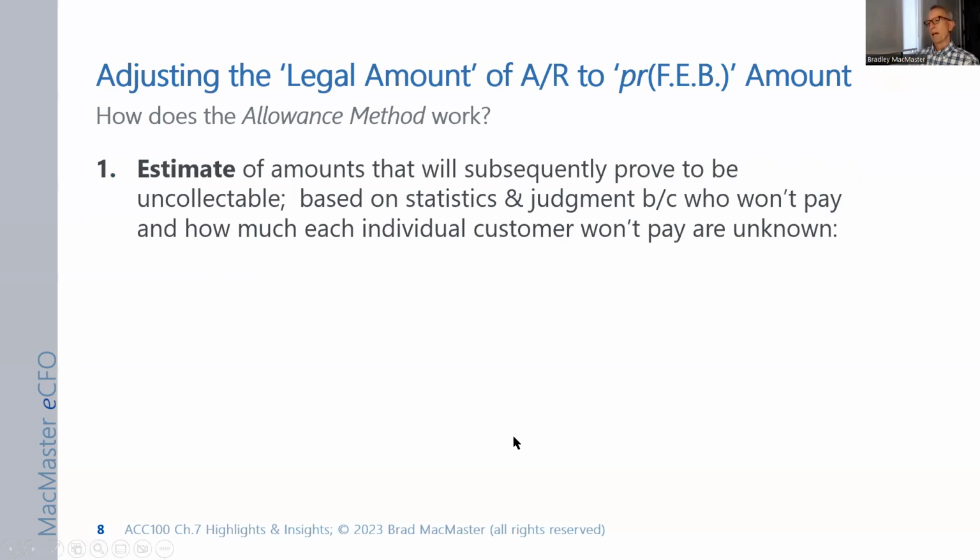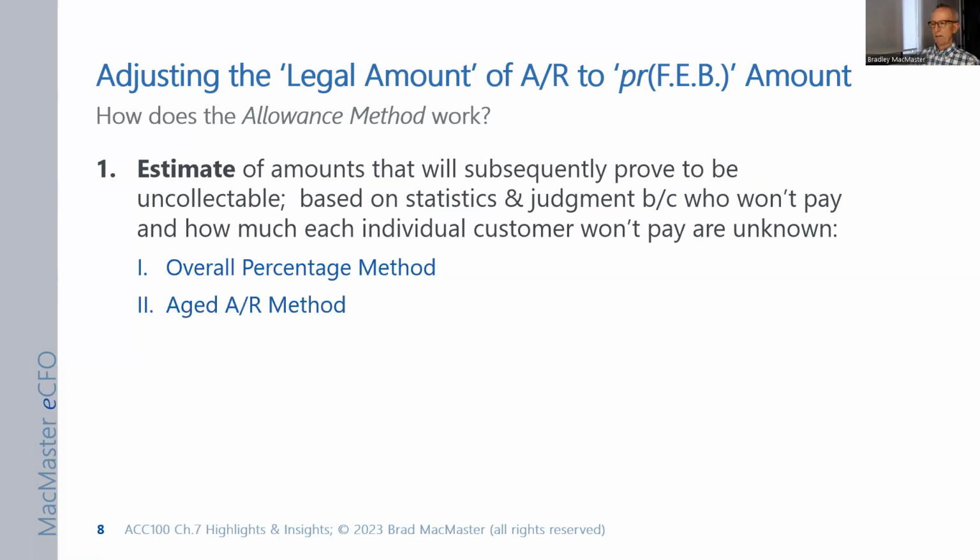The first step is to estimate the amounts that will subsequently prove to be uncollectible. We base this on statistics like our historical business experience and our judgment, because who won't pay and how much each individual won't pay are unknown at the time we need to make the estimate in order to match the bad debt expense with the revenues that have been recognized. So there's two methods we use for this: the overall percentage method and the aged accounts receivable method.